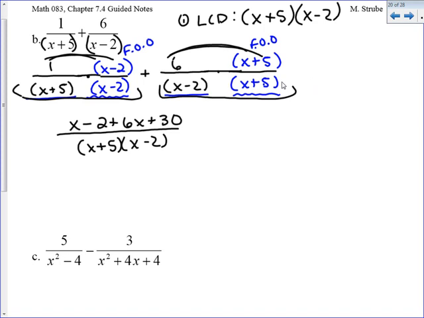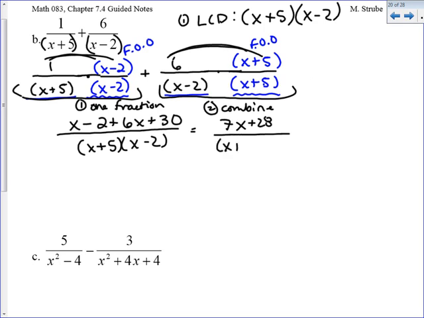What do I want to do next? This is just like Wednesday. Combine them. Combine in the numerator. So we made our one fraction. This is what we did on Wednesday. One fraction. Step 2 was we needed to combine the numerator. So I have x plus 6x is 7x. Negative 2 plus 30 is 28 over, and always leave those denominators factored. There's never a time you will want to FOIL that back out. So one fraction, then combine.